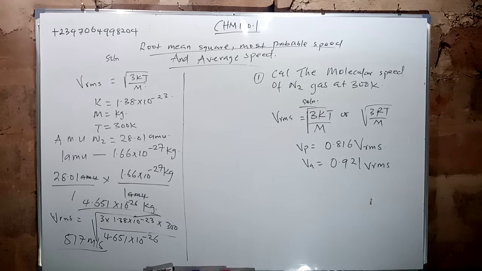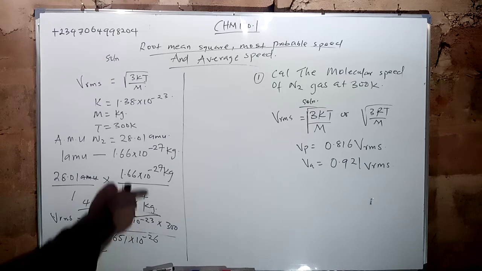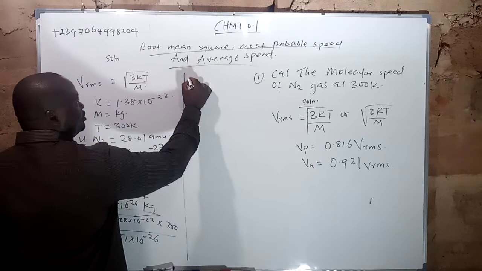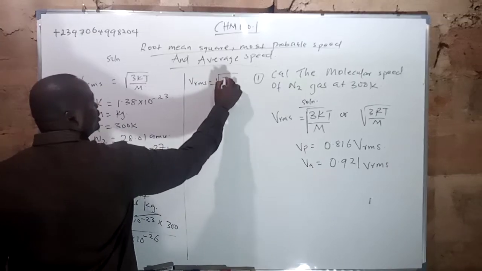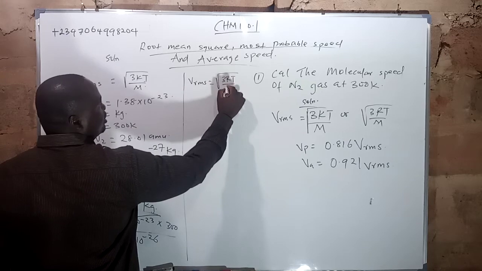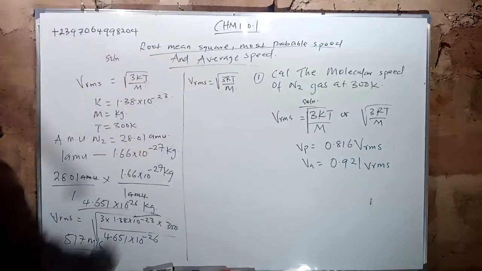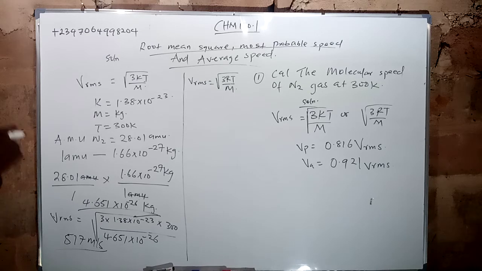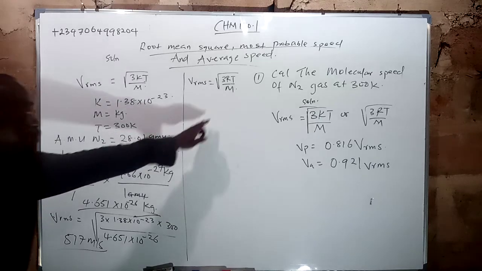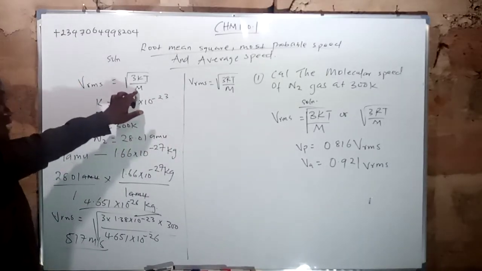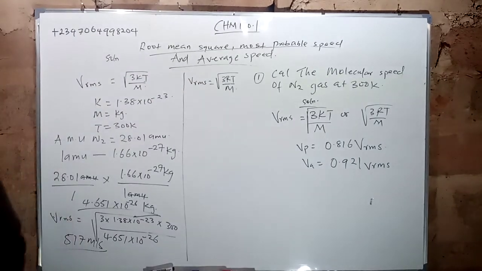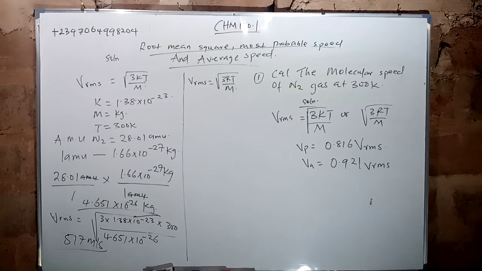So you get your 517. Now the next thing is, how can you use this formula, VRMS is equal to the square root of 3RT all over M. Here, of course, R is the universal gas constant, and T is the temperature in Kelvin. Now the mass is in kilograms per mole, not in kg. So whenever you're using this formula, know that your mass here is in kg, but here it is in kilograms per mole.